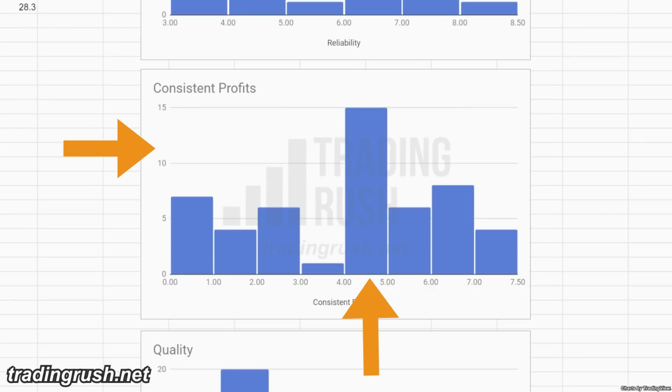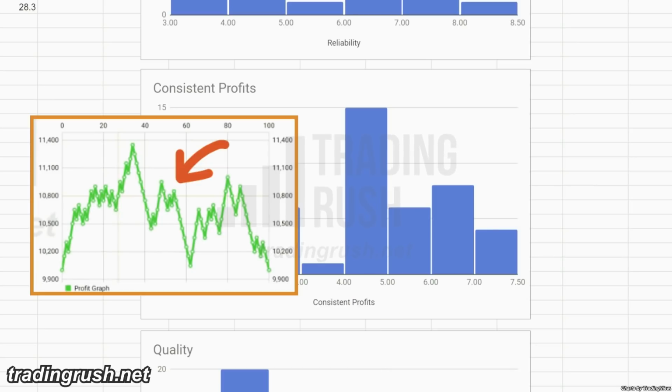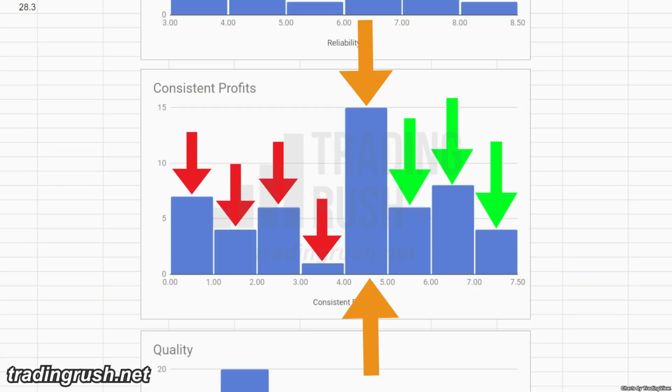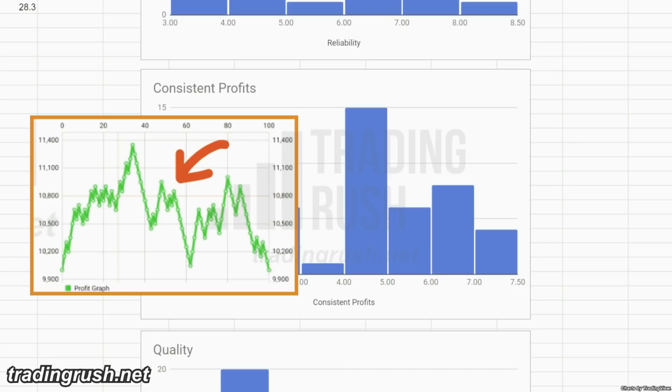The consistent profits category shows the profit graphs of the trading strategies, or in other words, your profit graph with the strategy will look something mediocre like this, or something good like this. As we can see, the consistent profits filtered the strategies even further. It shows that more trading strategies got messy profit graphs that looked like a range market or even worse. That's another reason not to focus on the win rate alone.